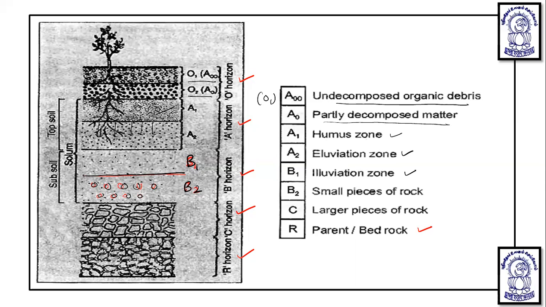one pedon. So this is a hypothetical diagram of a soil profile to show the principal horizons. So we remember the uppermost as undecomposed organic matter, then partly decomposed organic matter, then the humus zone, then the eluviation zone, then the illuviation zone, then small pieces of rock, then larger pieces of rock, and then bedrock. And ultimately, this profile is formed by nothing but a process of soil formation.